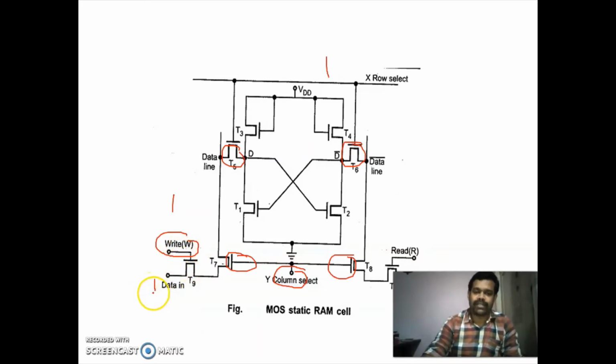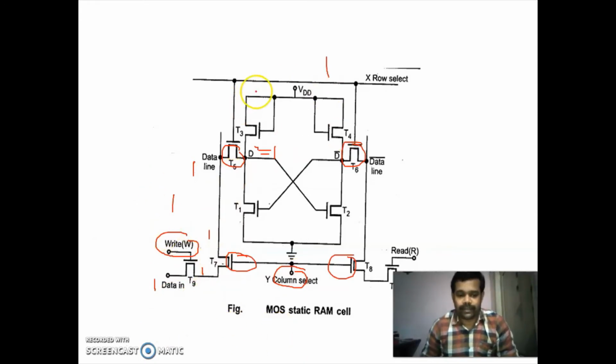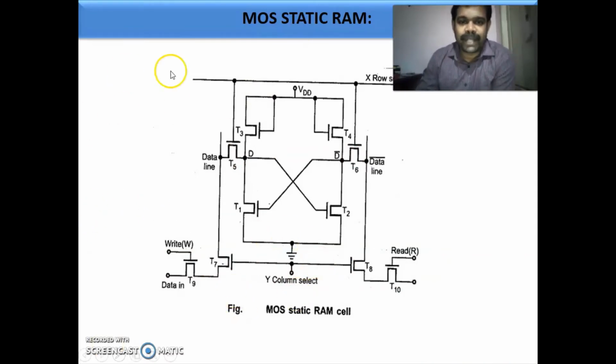Assume the input you are giving is 1. It comes here, and since T7 is already conducting, this 1 comes here. Since the row line is high, T5 is already conducting, so you have 1 on the data line. This 1 is stored here, in the place of D. Now the value of D is 1, so a 1 is written. This is how the write operation is performed. Once again I am explaining the write operation.